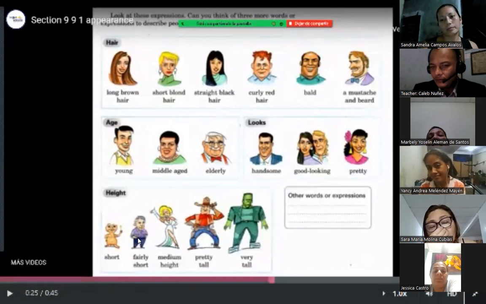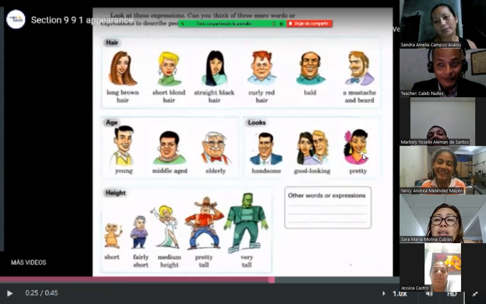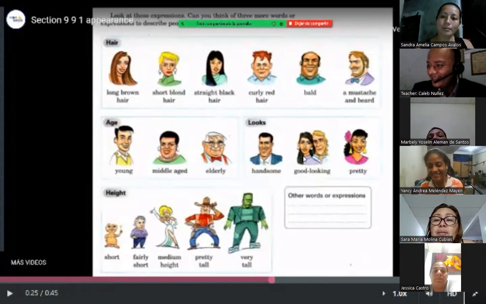Short. Repeat: pretty. Pretty. Like the song. Pretty woman, remember? Pretty woman, walking down the street. Pretty woman, okay. Good looking, repeat. Good looking. Handsome. Elderly.